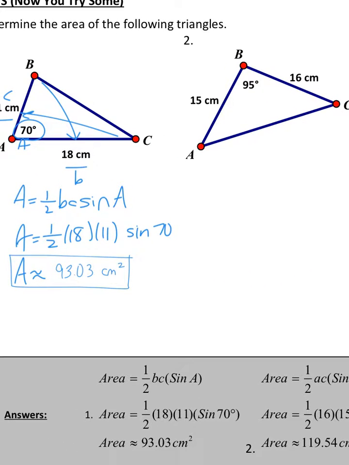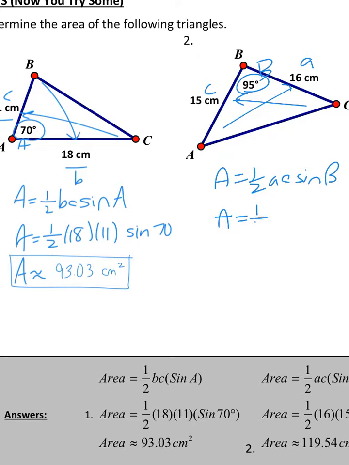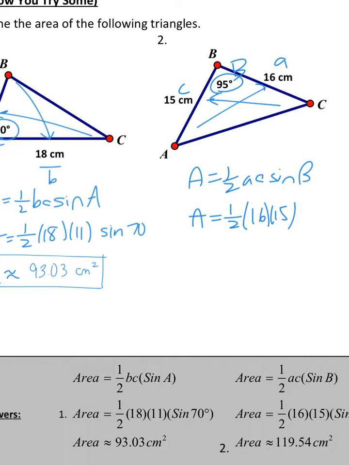Looking at the next one, we have, again, if I want to be over the top, lowercase side a, lowercase side c with included angle b. And so I could say 1/2 of a times c times the sine of angle b equals area, or at a minimum, show the substitution. So I have 16 times 15 times the sine of 95 degrees. And if you were to plug that into your calculator to the nearest hundredth, again, you would get 119.54 square centimeters.